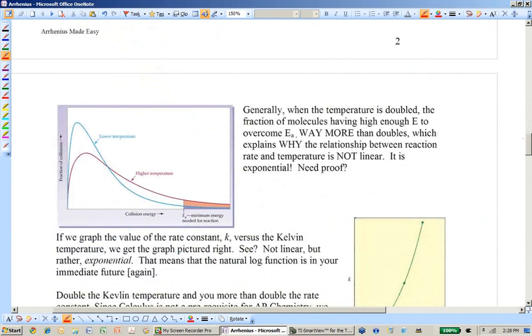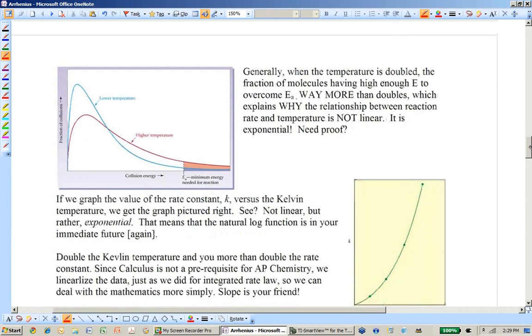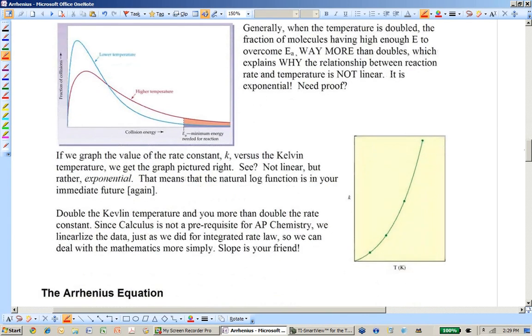This is just another artist's rendition of the same exact concept. I want you to see it in different ways so that it doesn't throw you if you see it on the AP exam. So generally, when the temperature is doubled, the fraction of molecules having high enough energy to overcome the activation energy way more than doubles, which explains why the relationship between reaction rate and temperature is not linear. It's actually exponential. And I know you need proof because you don't trust me, but your lack of faith is disturbing, to quote Darth Vader.